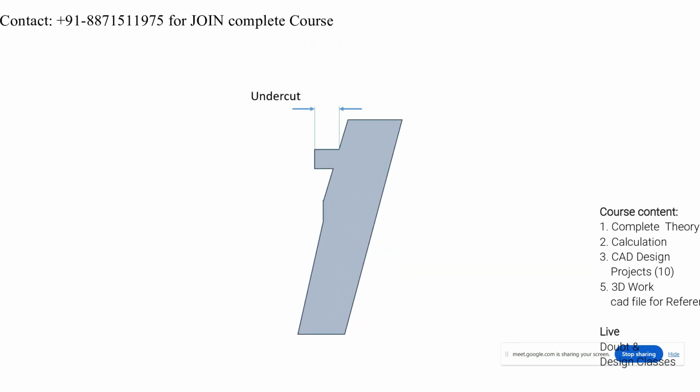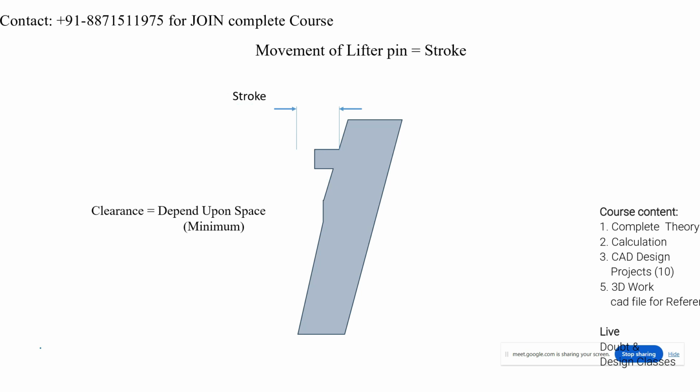Here you can see that this is the undercut. What movement do we need? How much movement do we need for the lifter pin, which will be the stroke? What is the stroke? Undercut plus clearance. Yesterday we discussed this for the slider; right now we are discussing the stroke for the lifter. This is the stroke, and this is the clearance, which is very important. Clearance depends upon the space available.